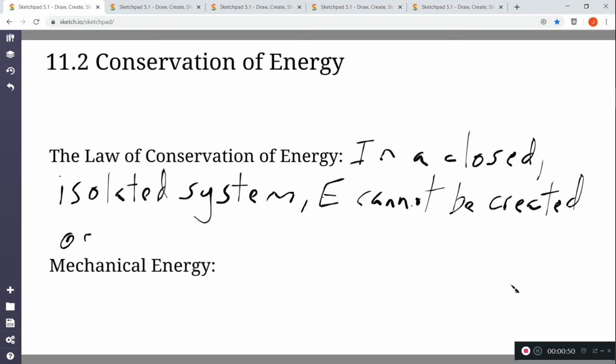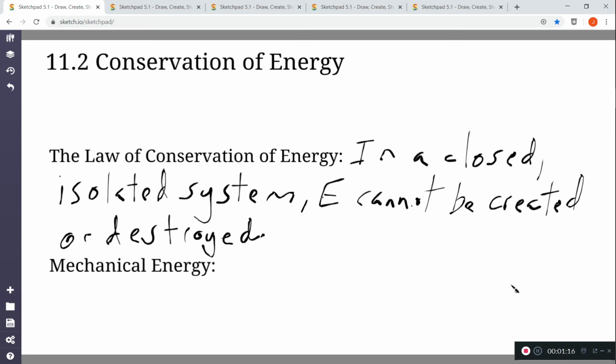So, isolated means that everything that is in the system that we're considering is everything we need to do the problems. Closed means that we are not going to be losing any energy to something outside the system. So anything we need to take account for needs to be taken into account in the system. So one of the most common applications of this is the application of mechanical energy.